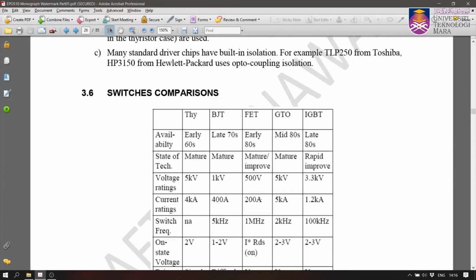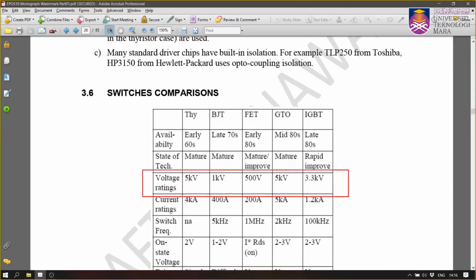Okay, so this is a switches comparison, and this is actually from a long time ago. Probably you can update the table here. This is a comparison between thyristor, BJT, MOSFET, GTO, and IGBT. And if you look at the voltage ratings, the GTO thyristor can operate at very high voltage, and look as well at the current ratings. Right, 400 amps for BJT. GTO can go up to 5,000 amps, but the MOSFET only goes to 200 amps.